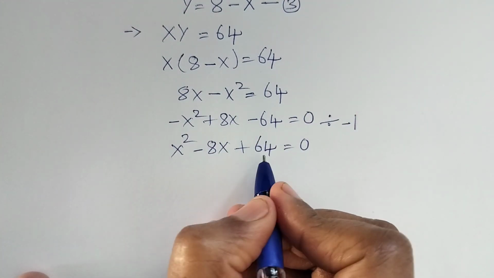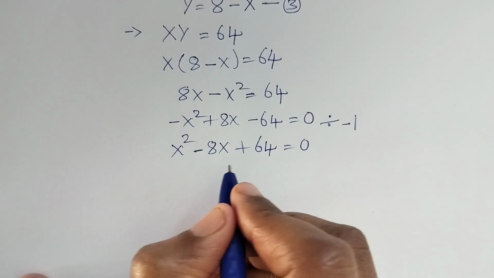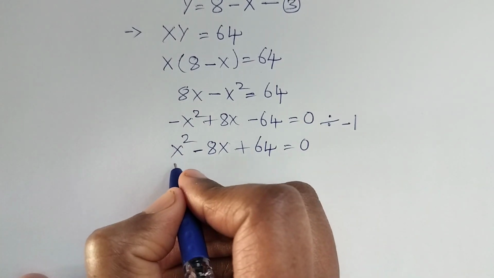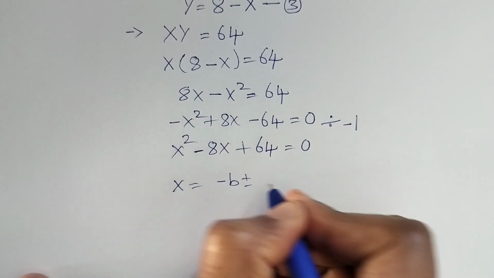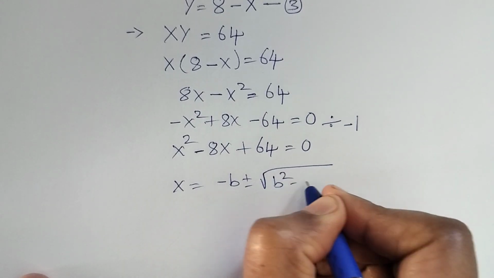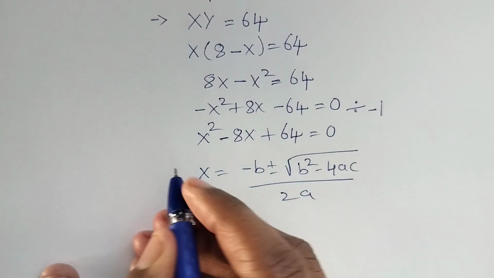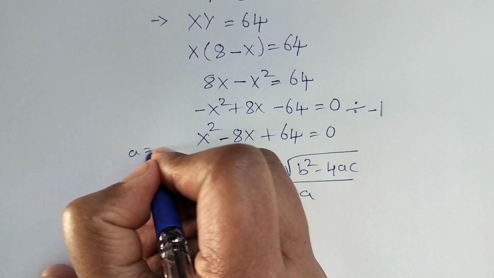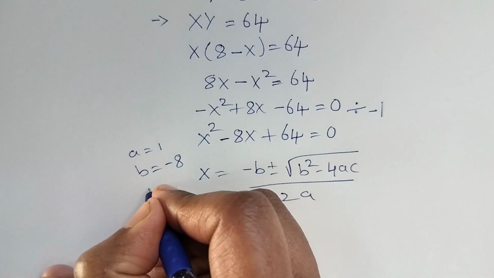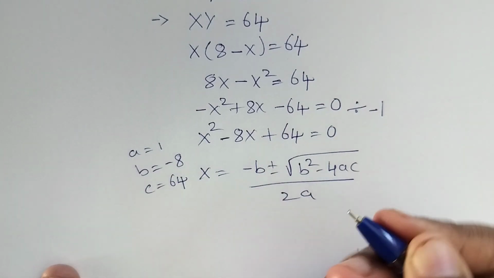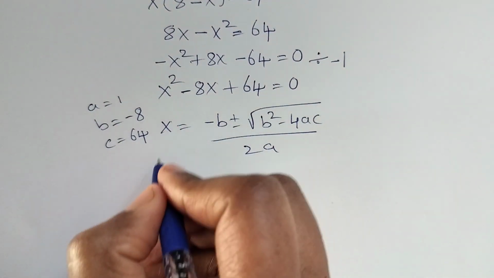So now you can see here this is a quadratic equation. So this is in the quadratic standard form. So now here we can apply the quadratic formula: x is equal to minus b plus or minus square root of b square minus 4ac, divided by 2a. Now write the values of a, b, c here. So a is equal to 1 and b is equal to minus 8 and c is equal to 64. So now just substitute the values of a, b, c in this equation, then we will get the x value.